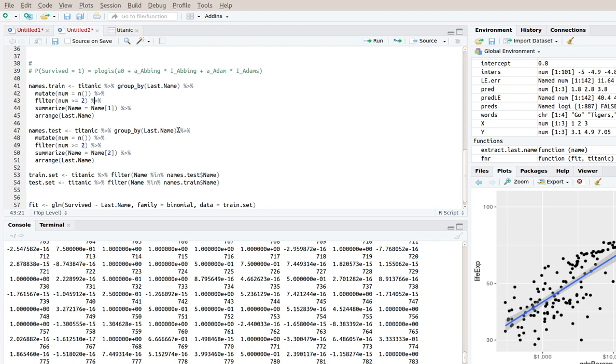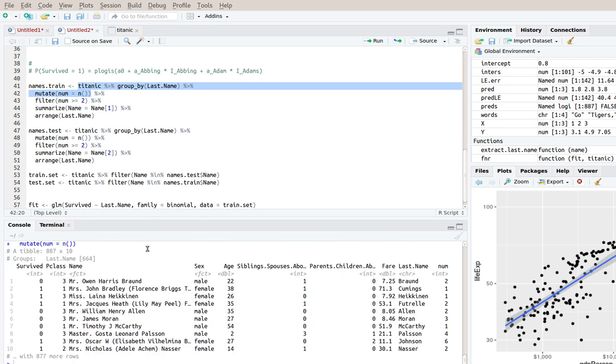Okay, so here's what I'm doing. It's a little bit tricky. I'll say group by last name and then mutate num equals n. That is counting how many people there are with the same last name. So there's 2 people with this last name. There's just 1 person with this last name. That's possibly a mistake because here we have Florence, so possibly there was another Bradley, but possibly not. So just 1 of those. So 2 Heaths, 2 Allens, 3 Morans. So okay.